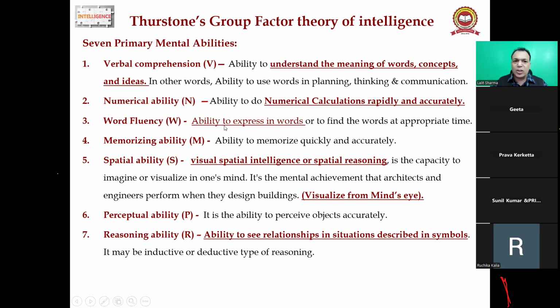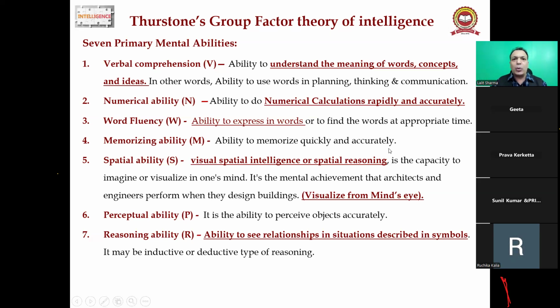Word fluency factor talks about ability to express in words or to find the words at the appropriate time, and they are very quick, you know, to fit the word at the appropriate time. Others, you know, take time because of having less ability of word fluency, but might be they are sharp in the numerical, they are sharp in other. Got it now? Okay.